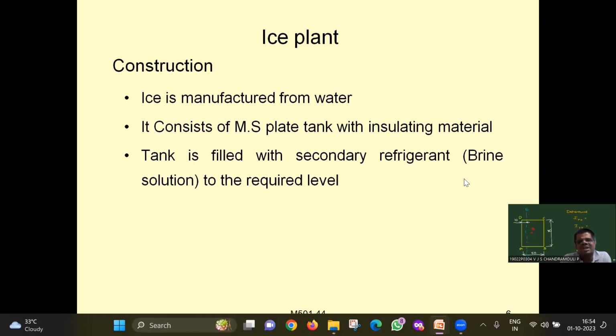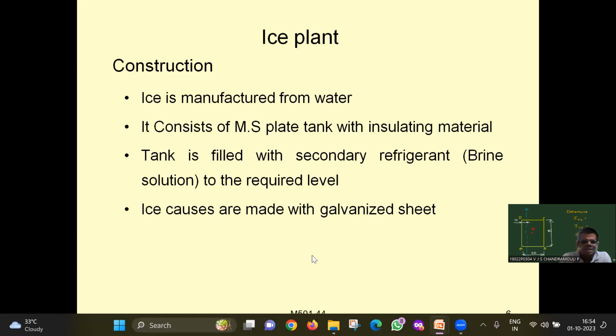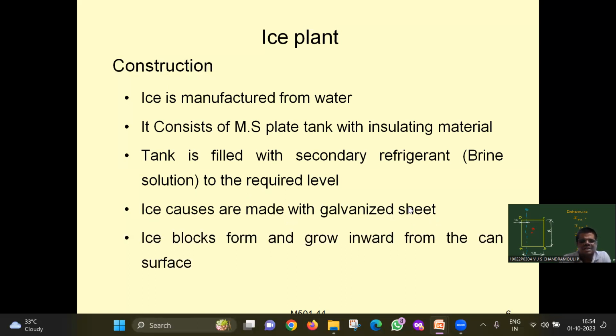And this tank is completely filled with the secondary refrigerant, generally brine solution, up to the required level. And the ice cans are made in galvanized sheet. That means these are ice cans. These ice cans are made with galvanized iron sheets. So these ice cans are in this shape. They're made of galvanized iron, and these are not cages. This is cans.